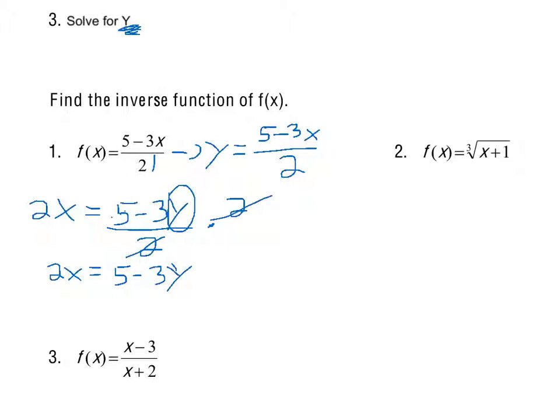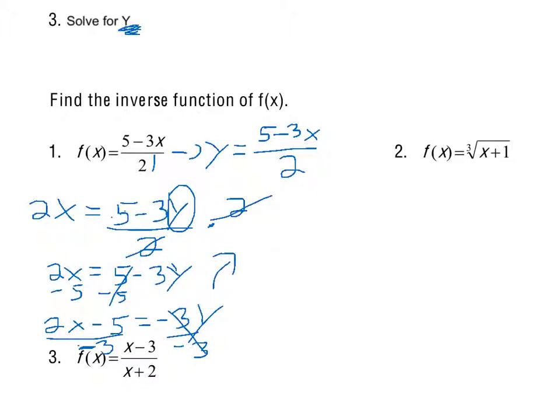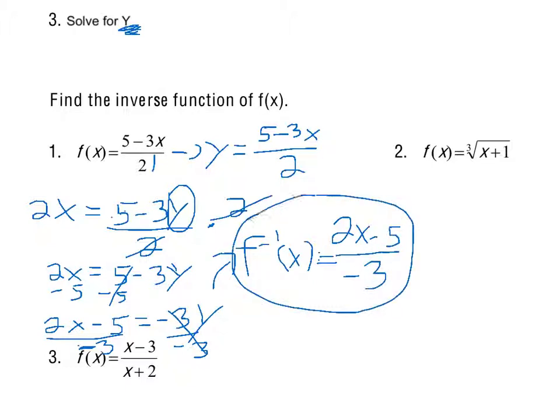Then I just have 2 steps left. I'm going to get rid of this 5. It's positive, so I subtract it. So then I have 2x minus 5 equals negative 3y. Then the last thing I would do, I'm going to divide everything by negative 3, and I have that y by itself. So then this equation here, I'm going to rewrite it. This is the inverse function of x equals 2x minus 5 over negative 3. So there it is. I followed all the 3 steps right there.